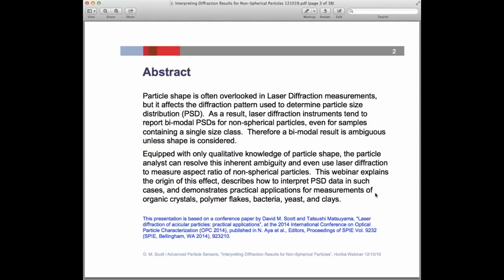If you do know the shape, and you don't have to have great detailed information about it, but if you do know, for instance, that it's basically spherical or not spherical, then you can resolve this ambiguity, and actually you can determine things like aspect ratio, and I'll talk about that. Then finally we'll wrap up with practical applications for measurements in various materials. This presentation is based on a paper that I gave 5 years ago in Japan, and basically I've taken a lot of the same material but expanded on it. The paper was only about a 20-minute conference paper, and this presentation includes a lot more detail.